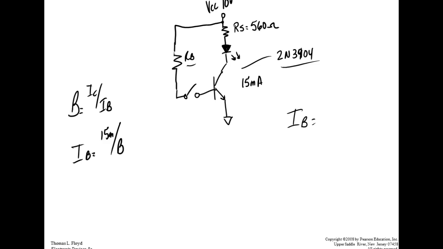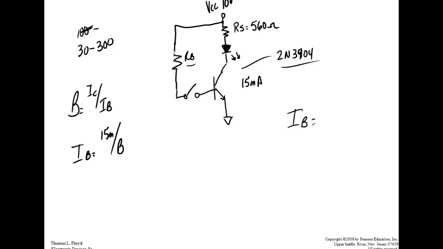So what are we looking for in the spec sheets? We're looking for H sub FE, right? It's not going to be in the absolute maximum rating table. It's going to be down in the electrical characteristics. Now, what's the problem? It could be anywhere between 100 and what? 300? Could be anywhere from 300 to 30. Which one's guaranteed? 30.